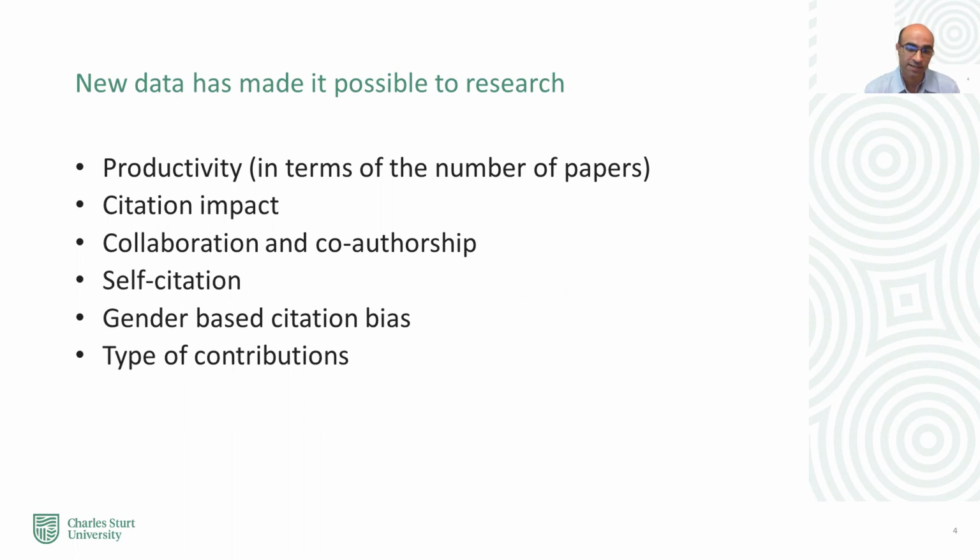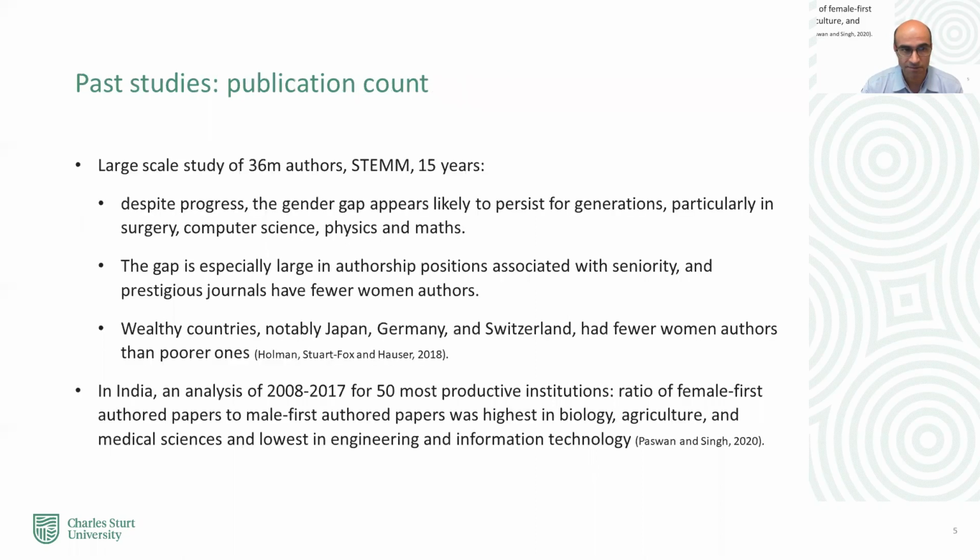In terms of citation impact, for instance, whether one gender has a citation advantage over the other. In terms of collaboration, whether women are more collaborative with men and men with men, or one of the genders is more egalitarian. And in terms of self-citation, research shows, for instance, that the self-citation rate is higher among male scholars. Or in terms of gender-based citation bias, whether people intentionally discriminate in their citation, for instance by not citing people from the opposite gender or another gender to stop them from getting promotion and so on. And also the type of contribution, for instance, the type of task that people do in collaborations and co-authorships. So they used all those large data sets that were made available to answer questions related to these types of issues in scholarly communication and research.